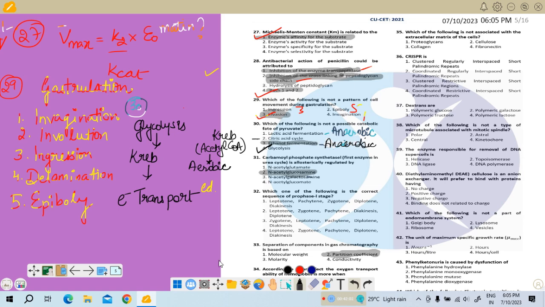Okay, now 32nd question. Which one of the following is the correct sequence of prophase 1 stage? Option A, leptotene, pachytene, zygotene, diplotene, diakinesis. Option 2, leptotene, zygotene, pachytene, diakinesis, diplotene. Third, zygotene, leptotene, pachytene, diplotene, diakinesis. Fourth, leptotene, zygotene, pachytene, diplotene, diakinesis.